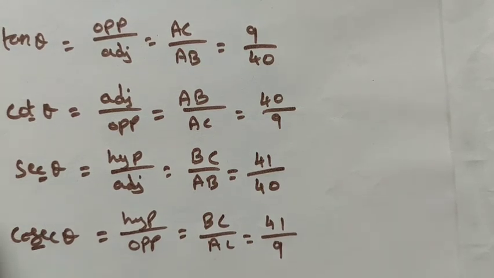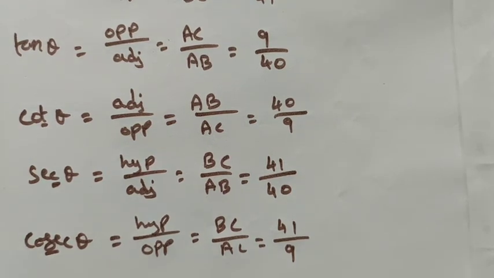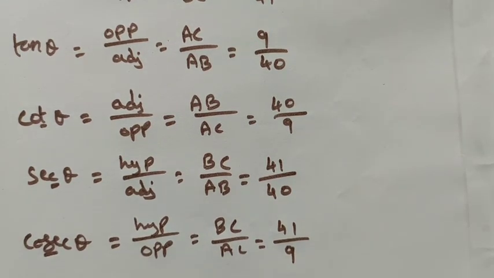Just take the reciprocal of what we found for sin, cos, tan, to get cot, secant and cosecant. That is the value for the ratios.